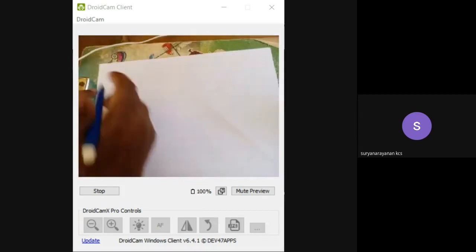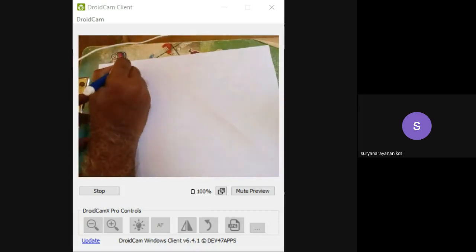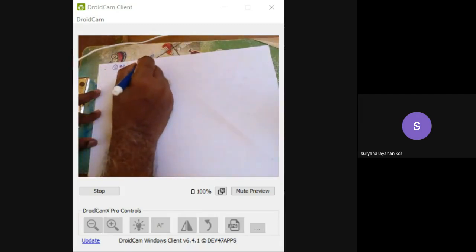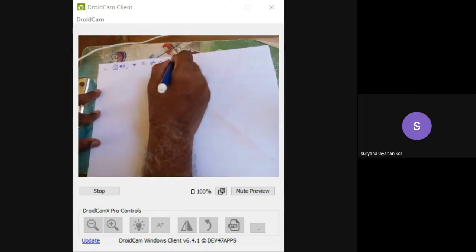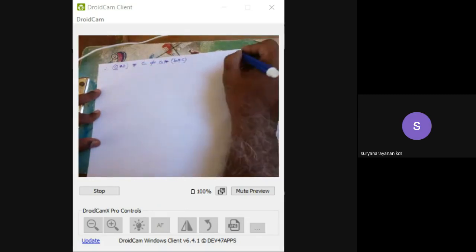These two numbers are not the same. Therefore, we write here the conclusion. Therefore, A star B star C is not equal to A star B star C.